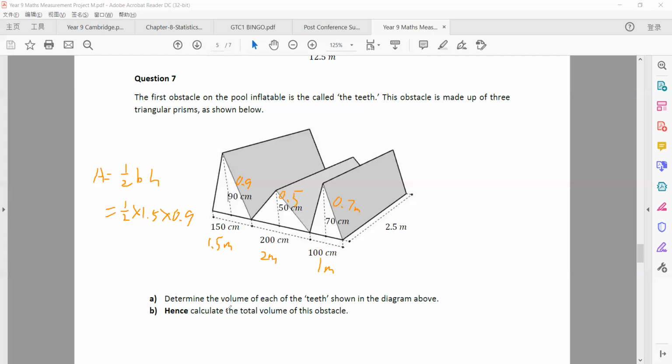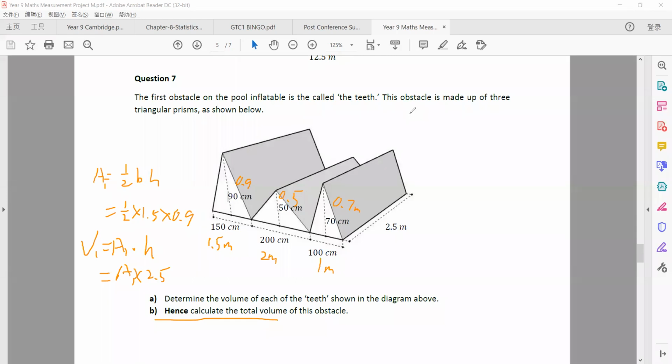Okay. So in the first question, it's asking you to find the volume of each one. You have the area of the first one, so you multiply by the height. That will be the volume of the first one. I'll show it to you here: V1 equals A1 times H, and H is 2.5. Then you get V1. Then you can get the second volume and the third volume. For question B, you just add them all together.